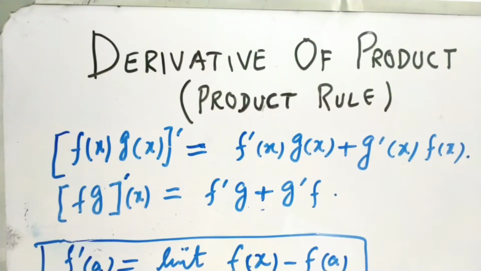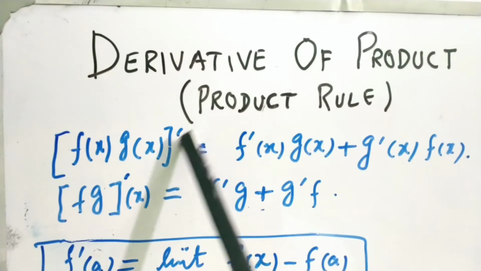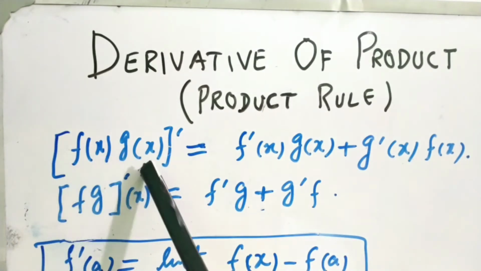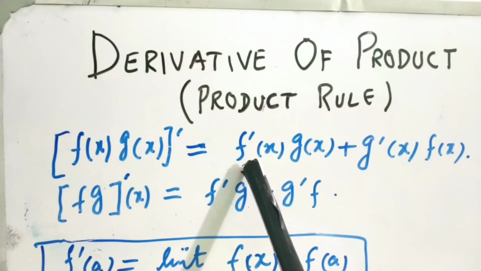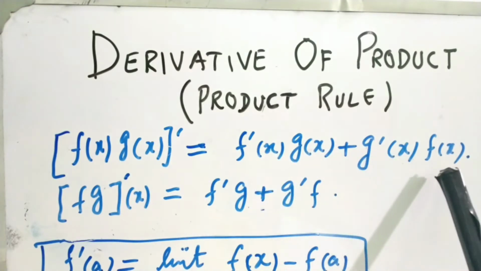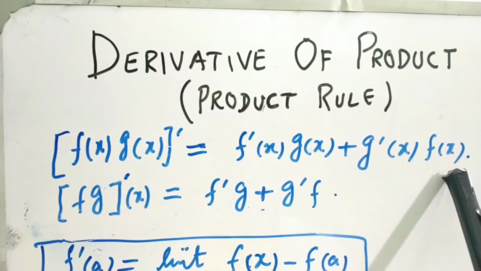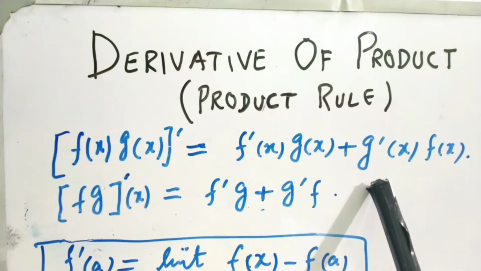And this is the statement: the derivative, f of x into g of x, dash, is equal to g of x the same, times the derivative of f of x, and in the same sense, f of x the same, times the derivative of g of x.